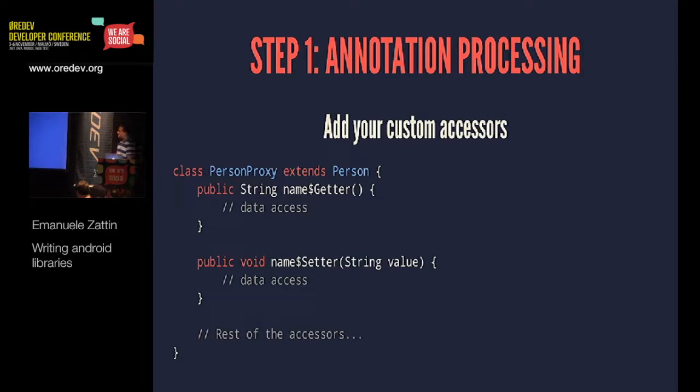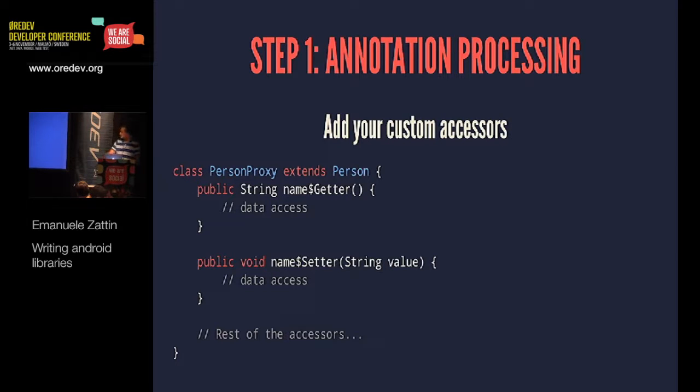here, of course, is a combination of annotation processing and bytecode weaving. And the first step is to actually add some custom accessors in your proxy class. So this is the proxy class. It's a person proxy that extends person. And you create these strange names. I mean, you choose your own convention then. You're not tied to any convention to enforce to the user. They can choose whatever they like.